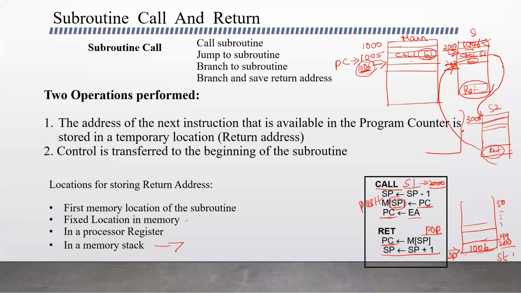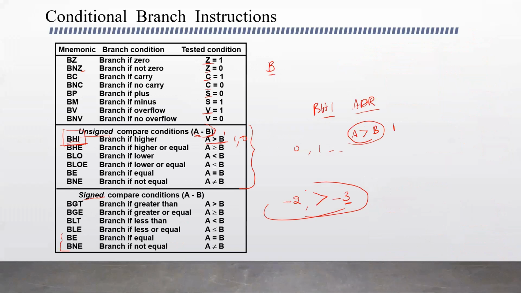But conditions can be checked. Skip if zero, skip if positive. This way, the same way we discussed for branch, the skip instruction can be associated with conditions. So based on the conditions, the skipping of the next instruction is done.